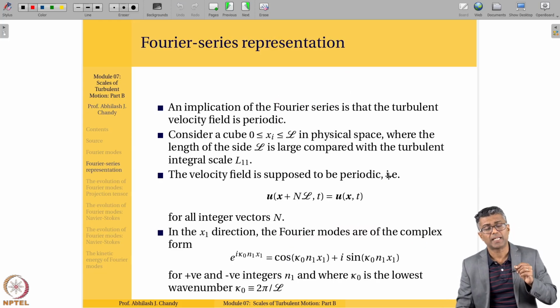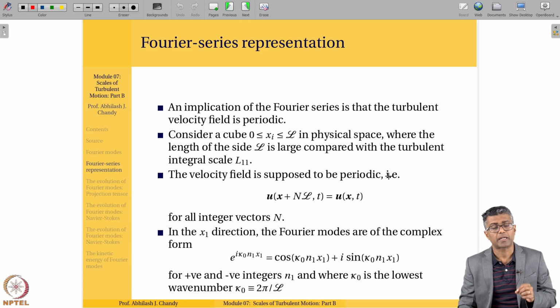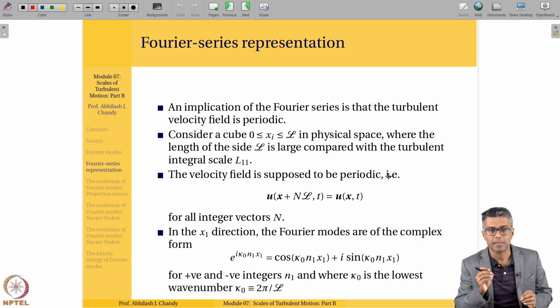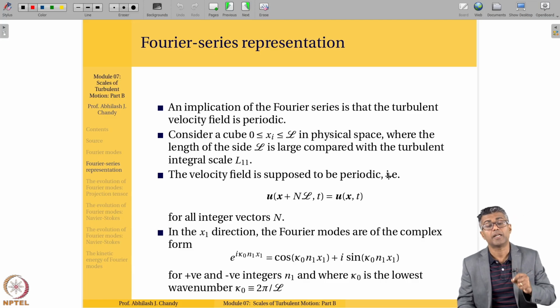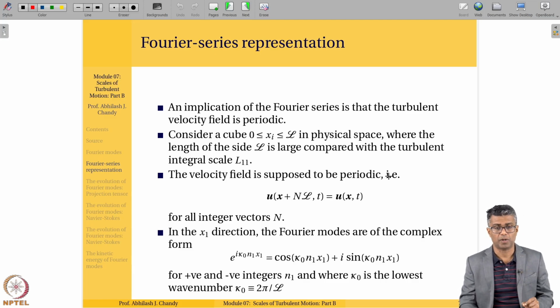So now let's take a step back and look at the Fourier series representation. What does that mean? One of the requirements of a Fourier series is that you need to have a velocity field that is periodic. Now this is a very strict requirement. You will realize that it is not always the case that a turbulent velocity field is periodic. I mean, it is hardly the case, in fact. But it is a requirement of a Fourier series representation.